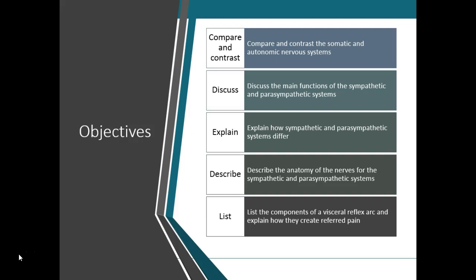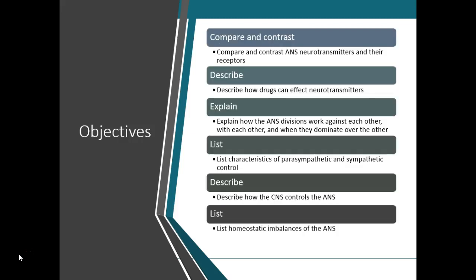I have a list on a couple of slides of several different objectives for this, and you'll see a lot of this. We'll be looking at the differences between the autonomic and the somatic nervous system and talking about the function. We'll look at the different branches of the autonomic system, the sympathetic and the parasympathetic, and how they differ, and describe what those two branches do. We'll also look briefly at the components of a visceral reflex arc and talk about pain.